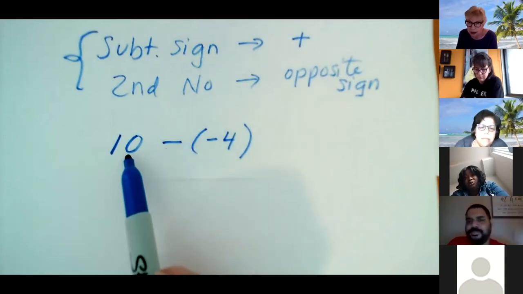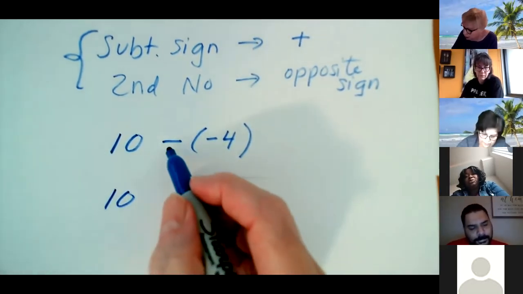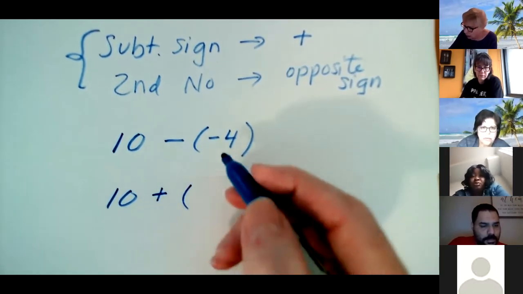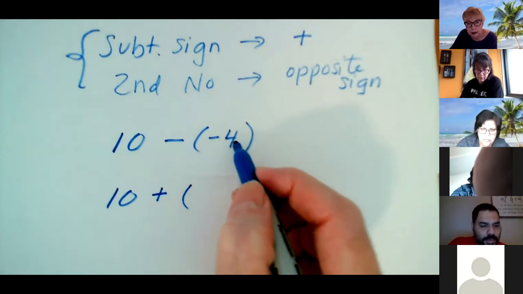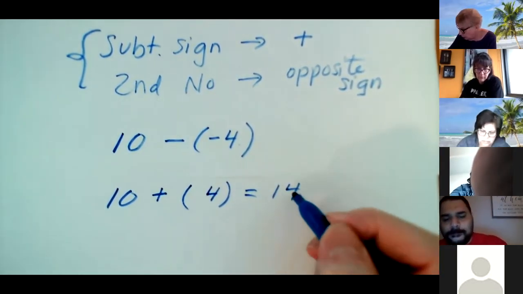So what do we do with it? The 10 is copied. The subtract sign changes to add. And the second number, the -4, goes to positive. The answer is now 14.